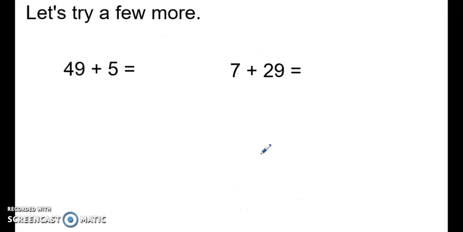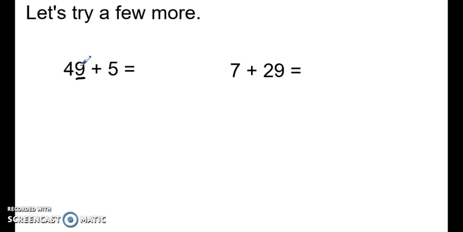Let's take a look at a few more problems. You're going to do them with me. Here we have 49 plus 5. So let's look at 49. How much more do I need to add to 49 to make my next 10, which would be 50? Well, look at our ones. We have a 9 in the ones place. What do I add to 9 to make 10?